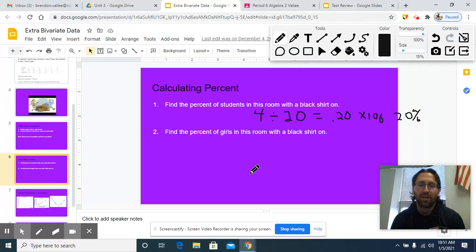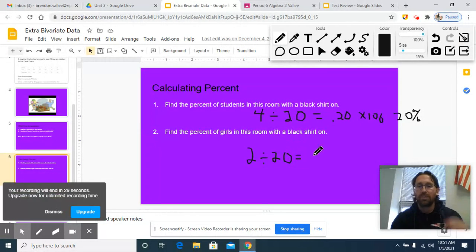Okay. Find the percent of girls in this room with a black shirt on. So that would probably be less. We're probably going to have 2 girls with a black shirt on in the class. So 2 out of 20 would be 0.1, and then you times it by 100. So that would be 10%.